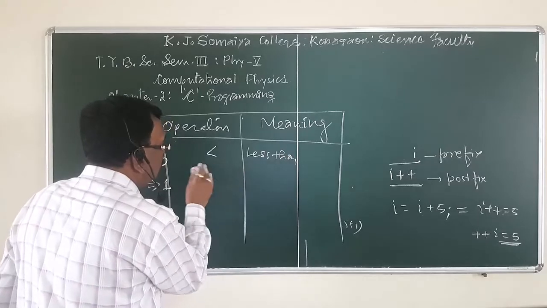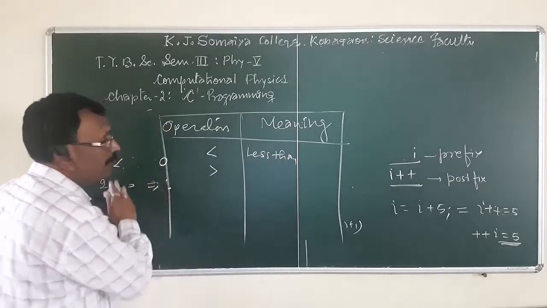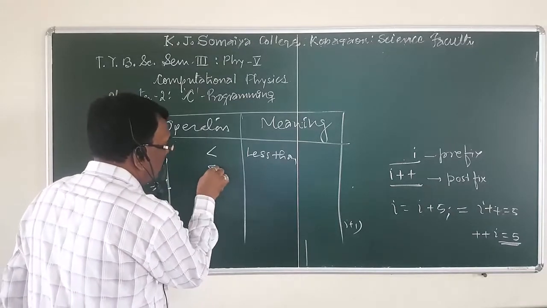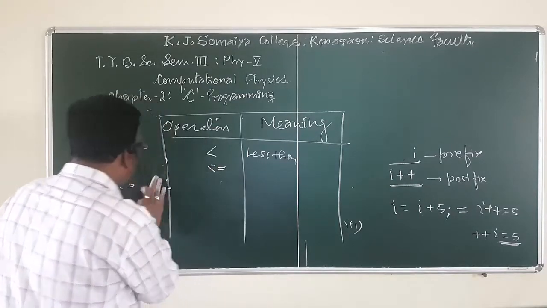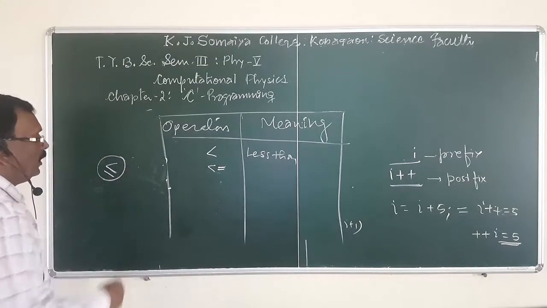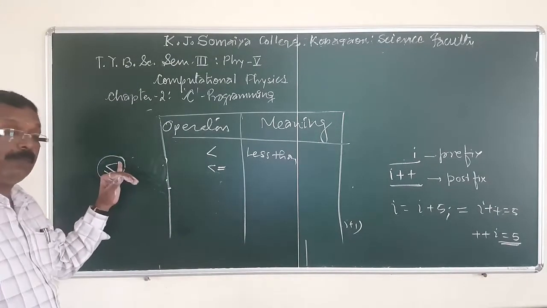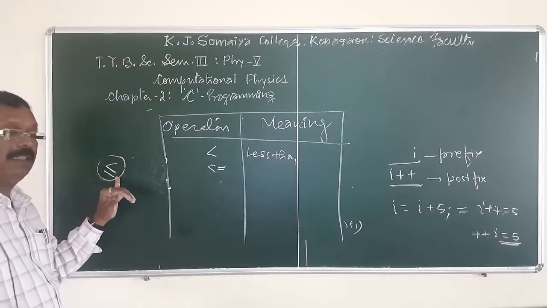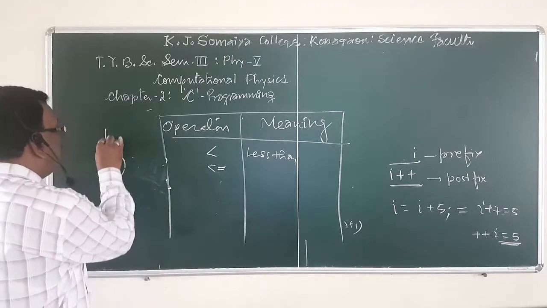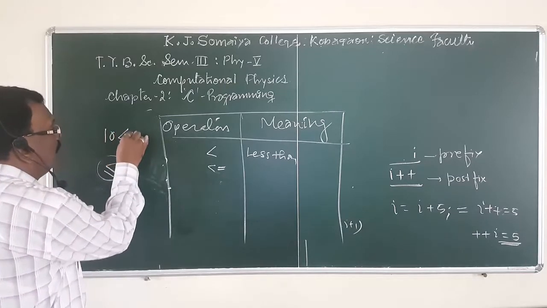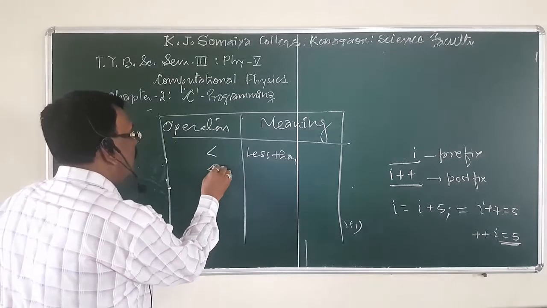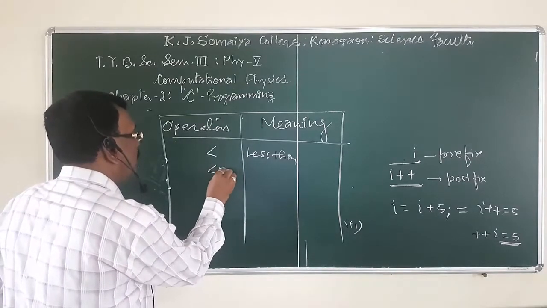Then this is greater than. The second one is, sorry, not greater, less than or equal to. In mathematics, we always represent the less than or equal to operator by this symbol, less than or equal to. 10 is less than or equal to 10. This is true. Less than or equal to.